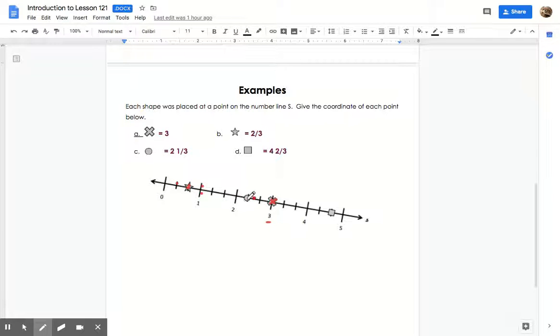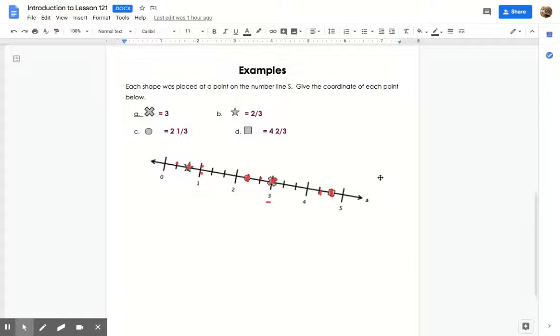Now we need to find the location of the circle. Just like the previous one, it's in between two whole numbers. In this case, it's between the 2 and the 3. So I count the hash marks, 1, 2, it's still divided into thirds, so this is at 2 and 1/3. And finally, the square is between 4 and 5. If you count the thirds, this is 4 and 2/3. So D is 4 and 2/3. You're going to do some similar stuff like this on Google Classroom, and we'll go over it on Zoom.